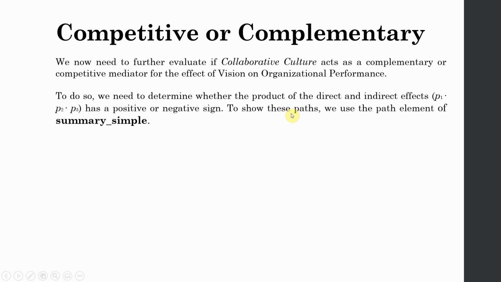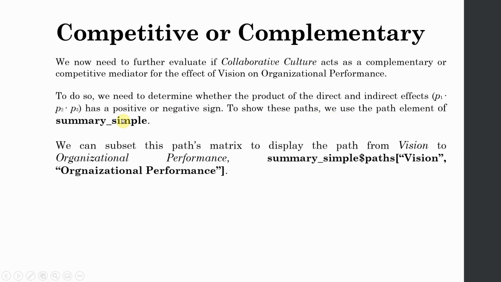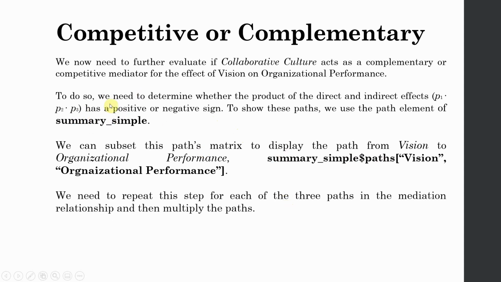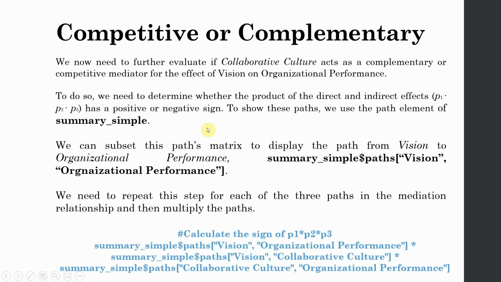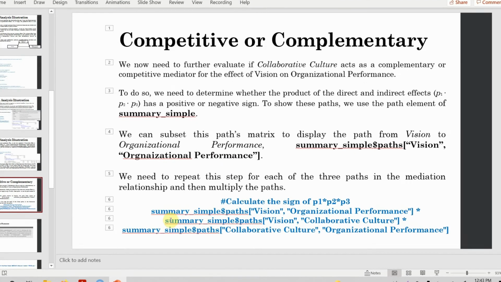To show these paths, we use the path element of summary_simple. The summary_simple object has this path subobject. What we need to do is simply multiply the three paths. If the result is positive, this is complementary mediation. If the result is negative, that is, there are different signs, this is competitive mediation. How to do this? This is simple.